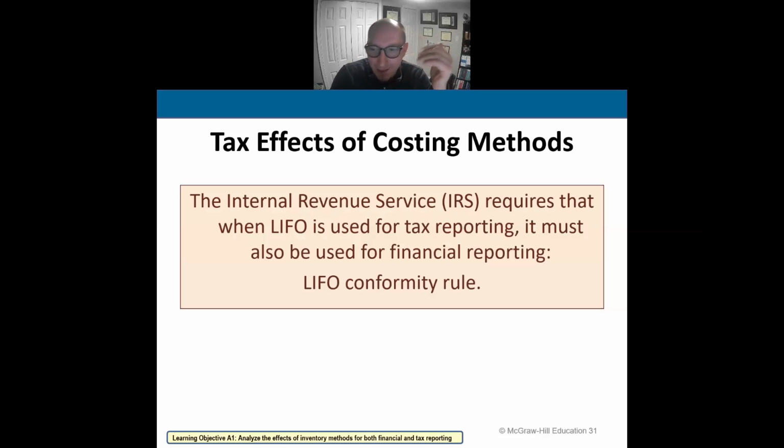We can't report based off of convenience. We report based off of the law. And so when we form the company, we stick with either first in, first out, last in, first out, or weighted average. And we don't move between those throughout the year. It's not supposed to happen.